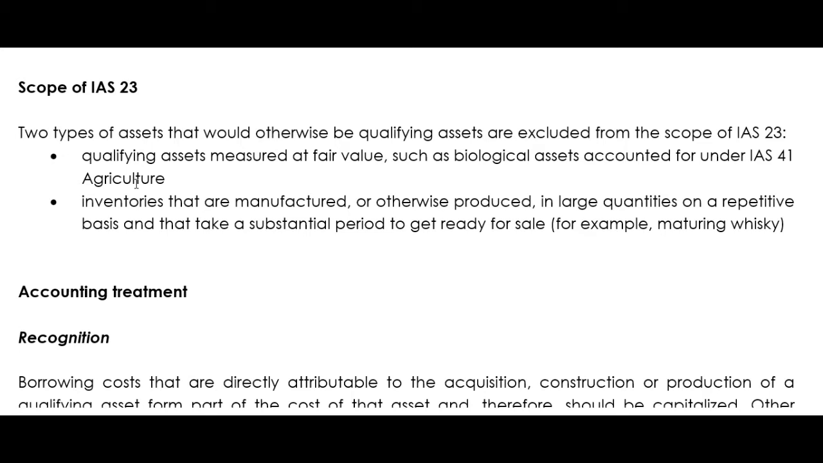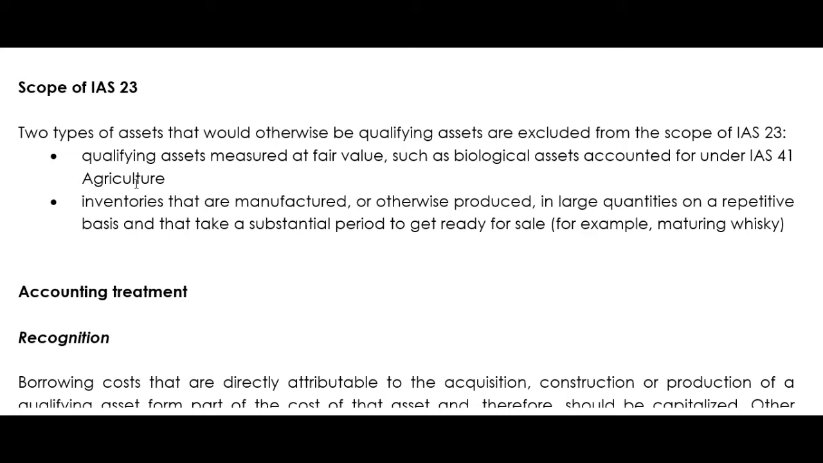First will be qualifying assets measured at fair value, such as biological assets accounted for under IAS 41. The concept there is that biological assets are simply measured at fair value less cost to sell. So if fair value is the basis, you cannot capitalize the borrowing cost because it cannot be a component of fair value. That is why it is not covered by IAS 23, because in the first place, borrowing cost cannot be capitalized in this situation.